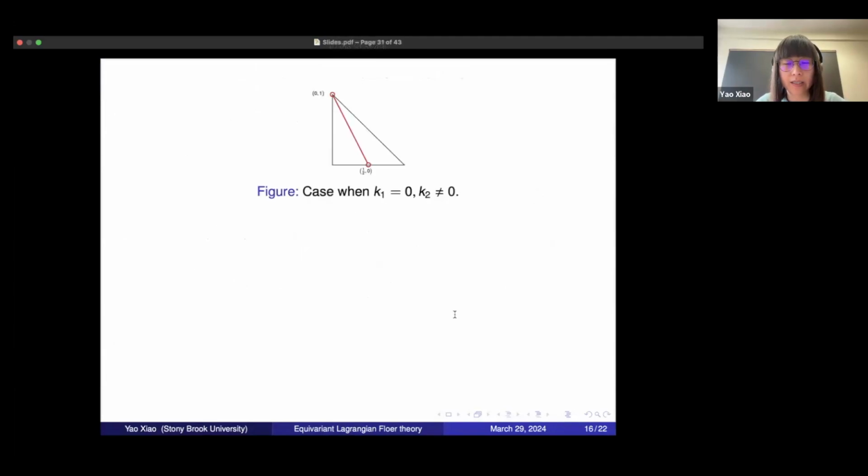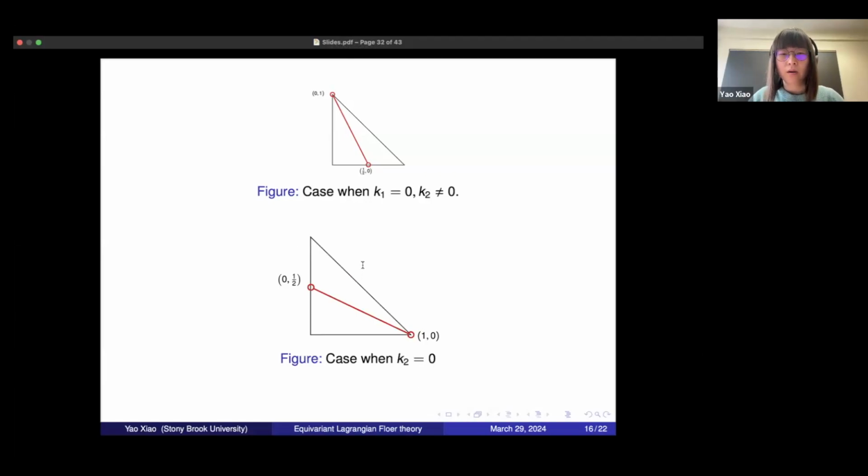So these are the Lagrangian tori which have non-zero equivariant Floer cohomology. And similarly, I have it when K2 equals 0 and K1 is non-zero. So these are the pictures. We see these Lagrangian tori with non-trivial equivariant Floer cohomology in the pictures.